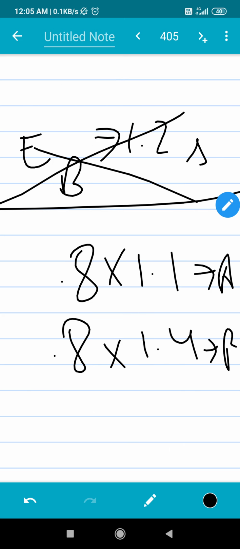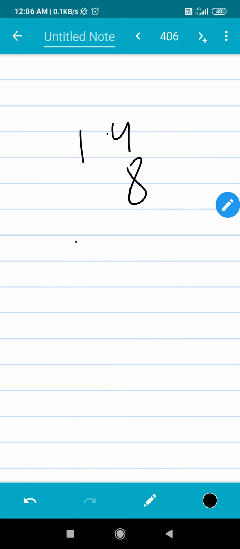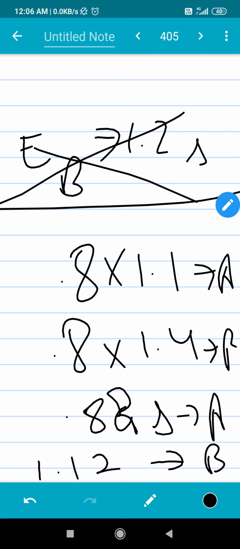Barring the calculation mistakes, this is probably 0.88 seconds for A execution time, and for B it is like 1.12. What the heck? How can it be? 1.12 seconds, it actually increased. Wow, that was completely unexpected.